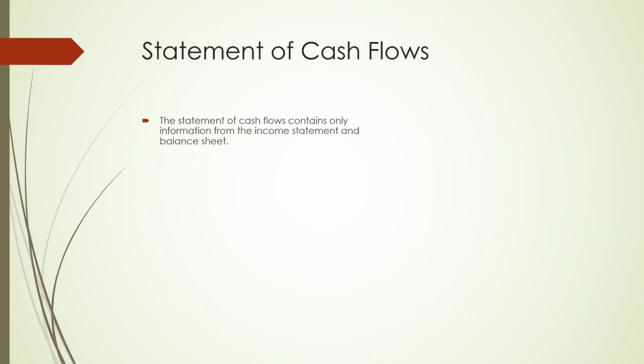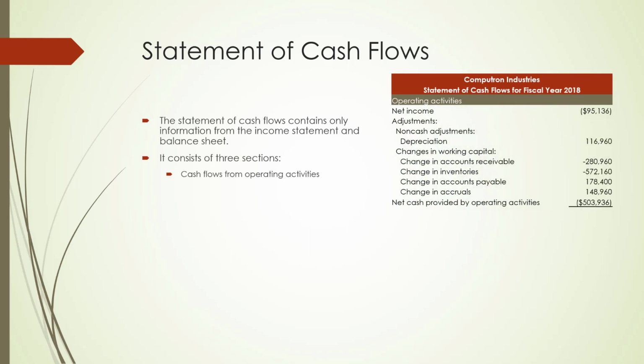And then finally, we have the statement of cash flows. Now, it's important to note that the statement of cash flows contains only information that comes from the income statement and the balance sheet. So there's nothing new here other than the way that it's presented. And it's presented in a way that makes it useful for financial analysis. That's why I said, to me, the statement of cash flows is probably more important than the income statement or the balance sheet. The statement of cash flows is broken up into three sections.